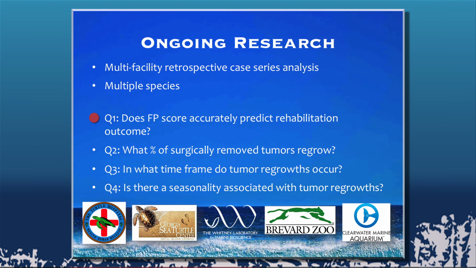And the questions that we're asking are, does FP tumor score accurately predict rehabilitation outcome? What percentage of surgically removed tumors regrow? In what time frame do the regrowths occur? And is there a seasonality? So again, looking at temperature.